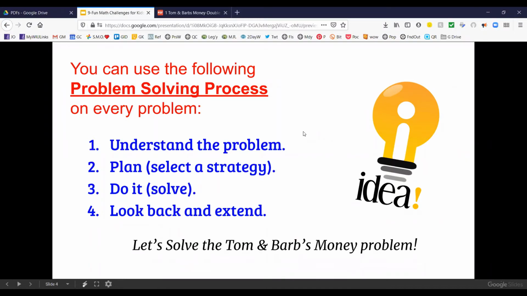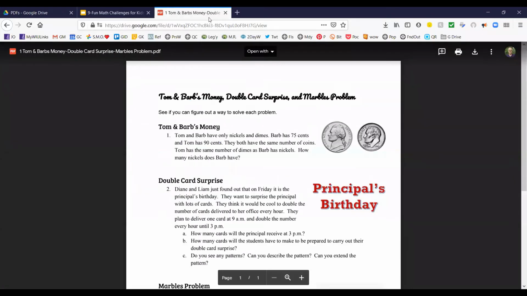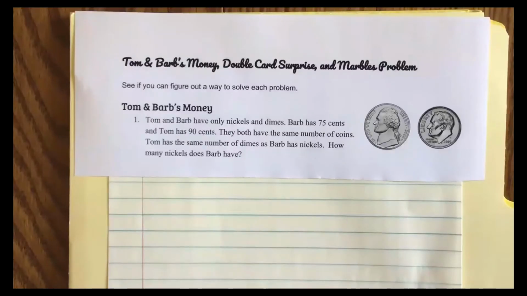Let's solve the first problem, the Tom and Barb's money problem. So I'm going to take a look at the PDF here. And I'm going to jump over to a camera so that I can write out the answer. So I'm going to pause this and jump over to the camera. So let's read our problem.